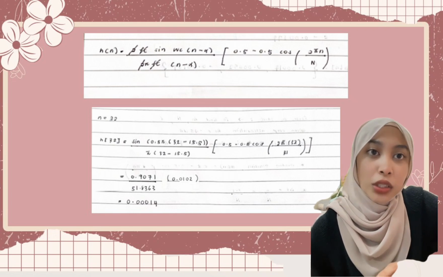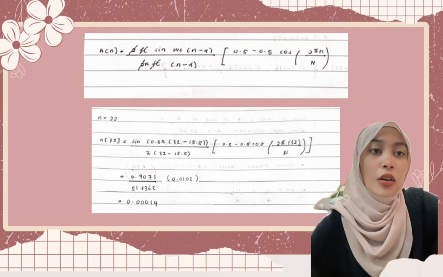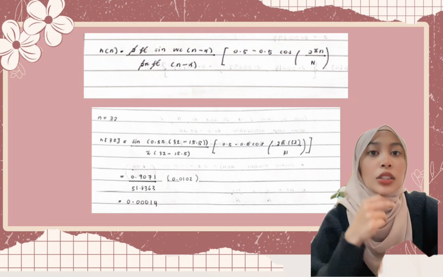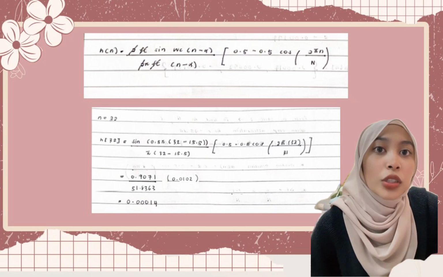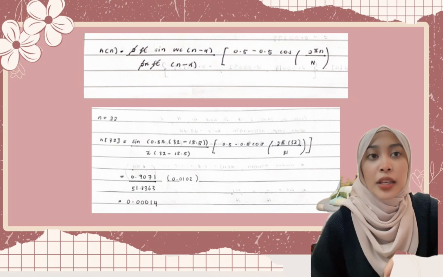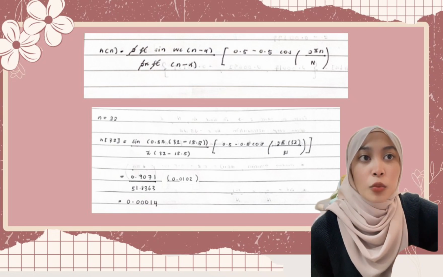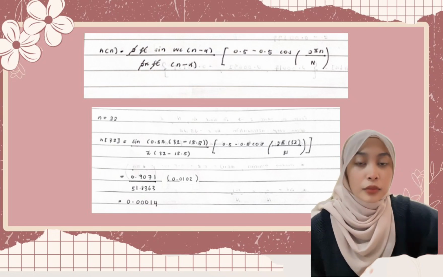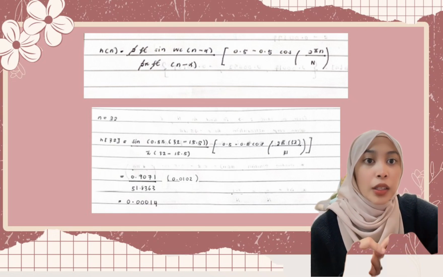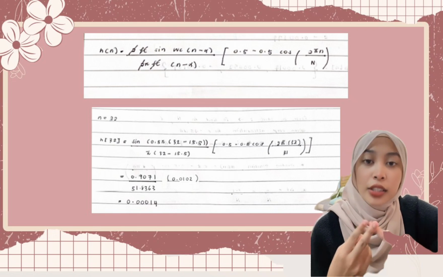The last question is calculate the causal FIR for an order of n equal to 32 until n equal to 34. So the formula that I use is sin(wc(n minus alpha)) per (n minus alpha), multiplied by (0.5 minus 0.5 cos(2 pi n per N)). For the example, you guys can see the value of 32. So we need to find the value of 32, 33 and 34.